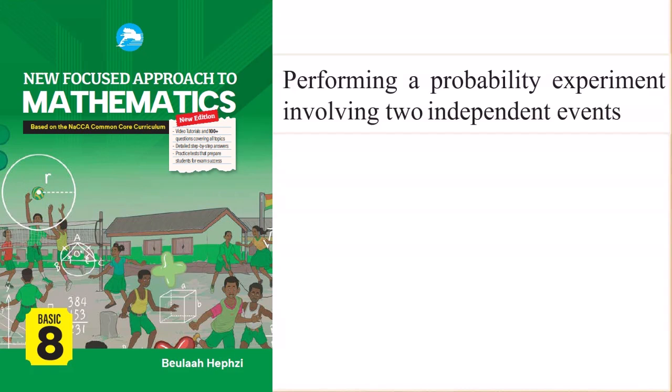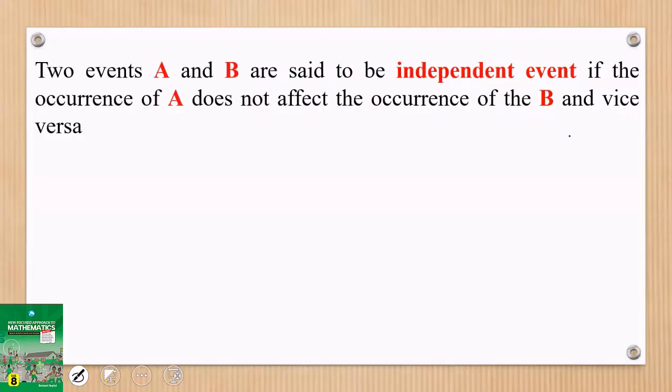Now, we are looking at two independent events. When we say events are independent, what does that mean? Two events, let's say event A and event B, are said to be independent events if the occurrence of A does not affect the occurrence of B, or the occurrence of B does not affect the occurrence of A. That's what we are trying to say here. Let's give you an example.